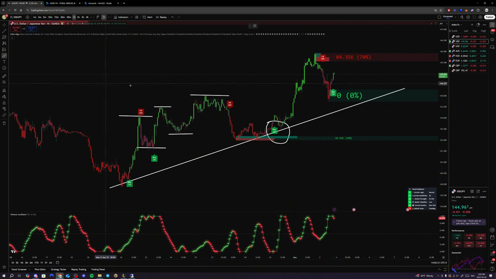Same thing with this signal right there. This is actually a signal that in real time I could be taking right now if I was trading, but I am not taking this trade right now, and I'll explain to you why in just a moment.